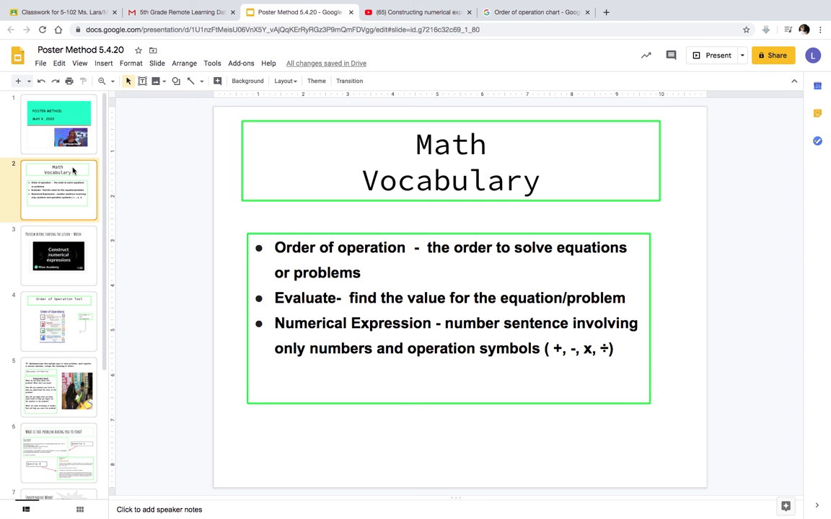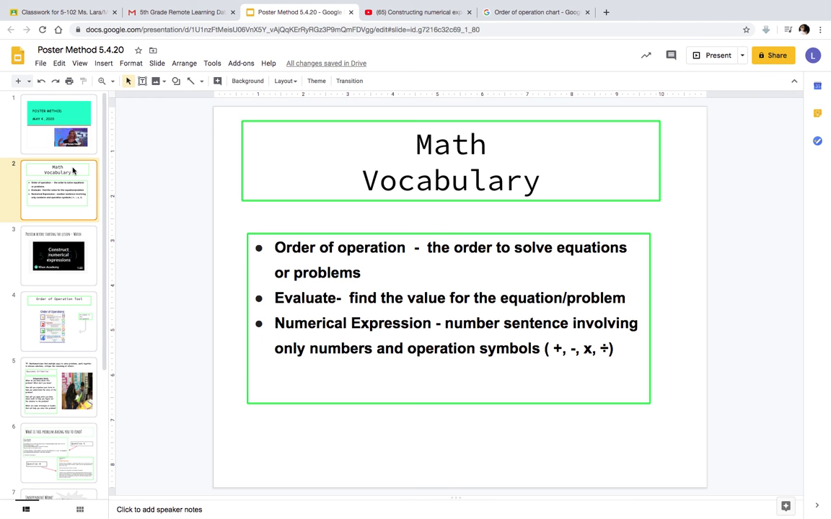Evaluate. Evaluate means find the value for the equation or problem. So when you're dealing with word problems that ask you to find or evaluate the value, that means that you have to actually solve the problem and give an answer for this equation or problem.